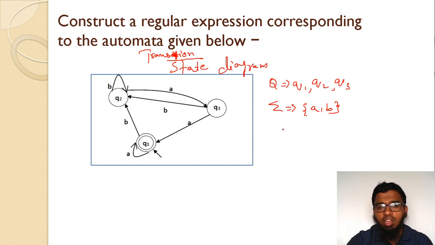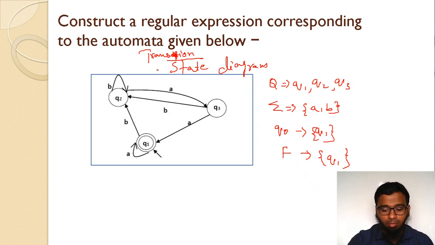And what is the initial state? The initial state is Q1. How can we identify the initial state? By this arrow. And what is the final state? The final state is also Q1 only, because of the double circle. Now we need to construct a regular expression corresponding to the automata given below. Based on this, we need to convert to a regular expression. I will show you one by one.